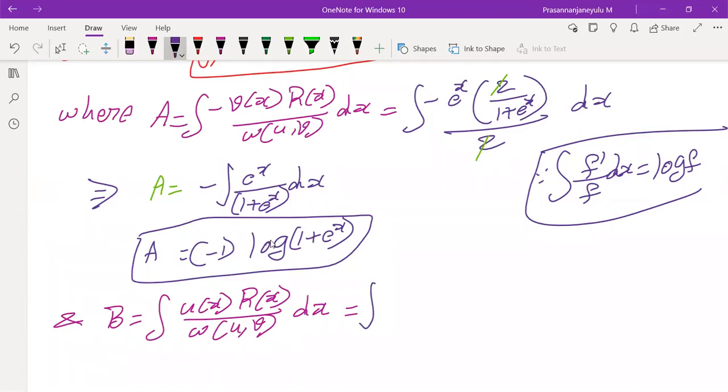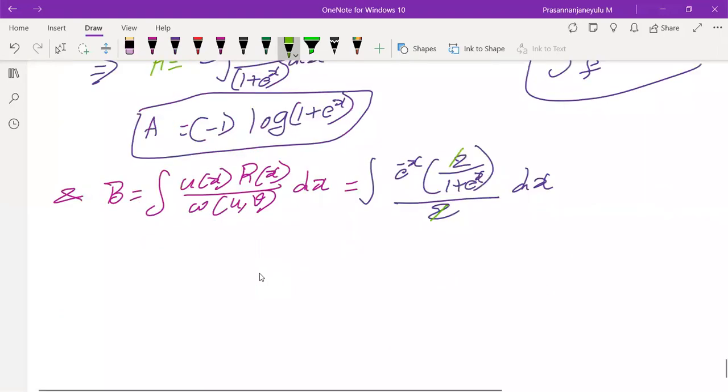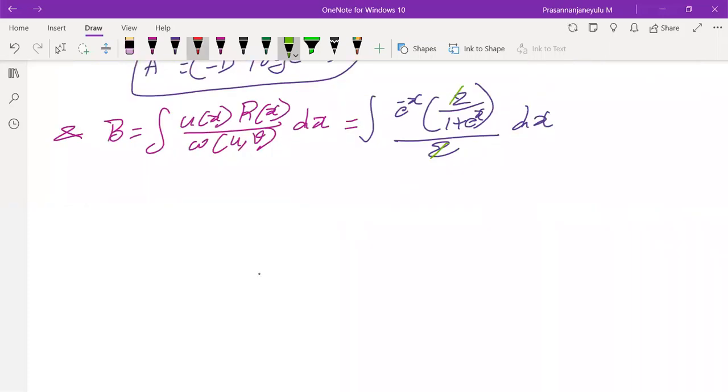So what is u of x here? E power minus x into r of x, 2 by 1 plus e power x, into whole by w of u comma v is 2, into dx. So this 2 gets cancelled, both are in the numerator and denominator. Now, if we do the simplification, what are we going to get? Here it equals integration of e power minus x by 1 plus e power x into dx.